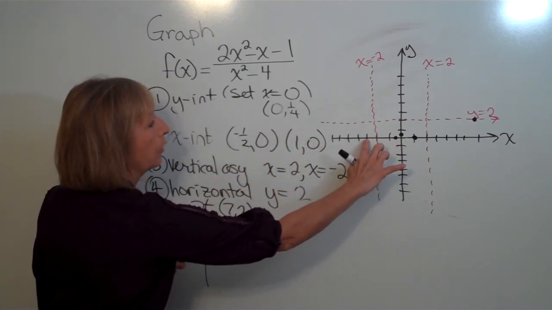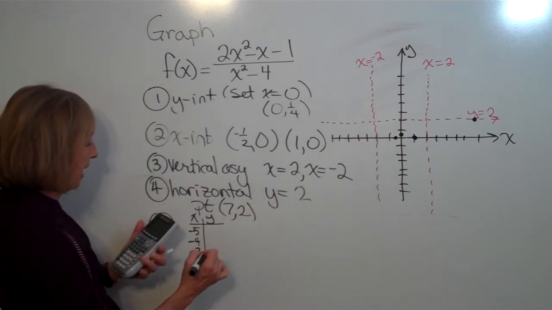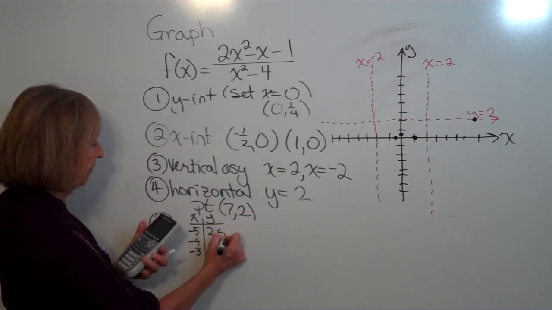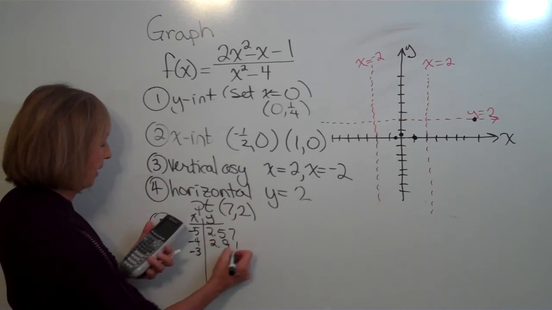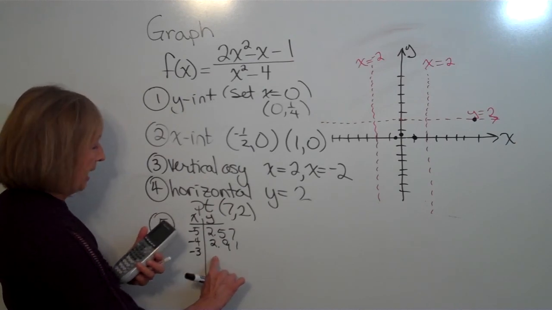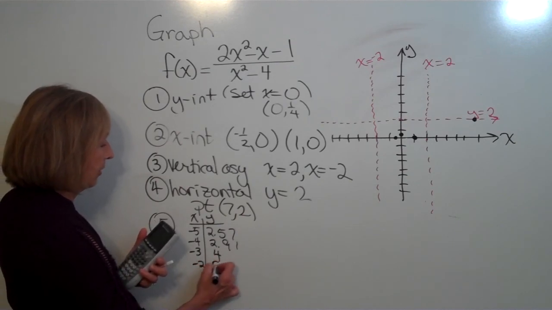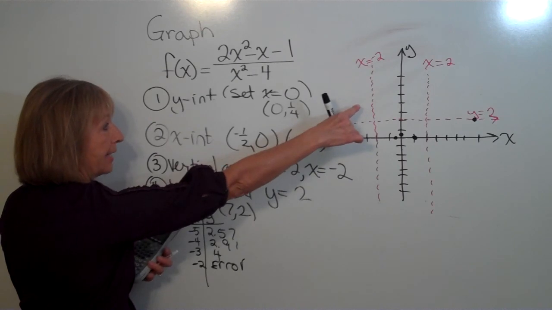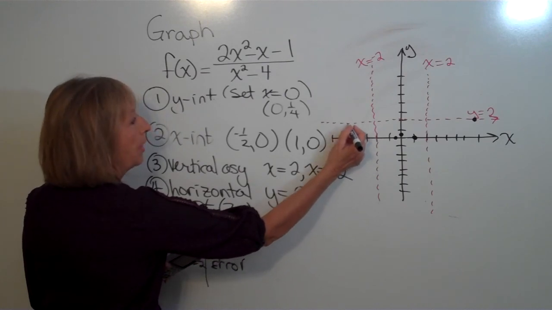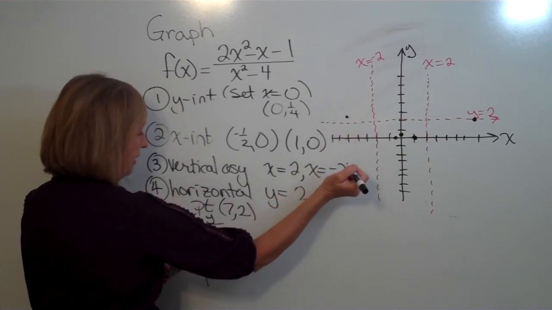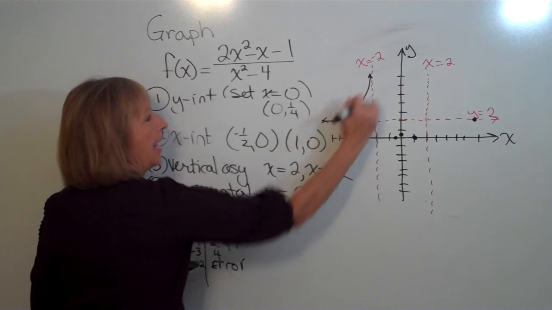So -1, -2, we're going to put in -3, -4, maybe -5. So when x is -5, I get a y value of 2.57. When x equals -4, I get a y value of 2.91. When x equals -3, I get a y value of 4. And when x equals -2, I get an error, because that's where I have an asymptote. So if I go -1, 2, 3, 4, 5 and up 1, 2.5, I see that I'm about there. And that tells me that left of that vertical asymptote, I have a curve there.